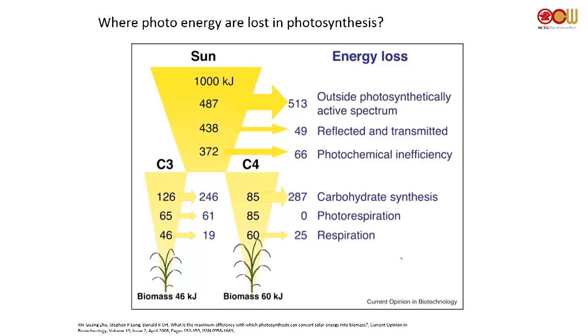So at the very, very end, you go from about 1,000 kilojoules of energy from the sun down to biomass, you get about 5 to 6%, okay? So plants are not a very good converter for photo energy. Okay? Just, they're not.